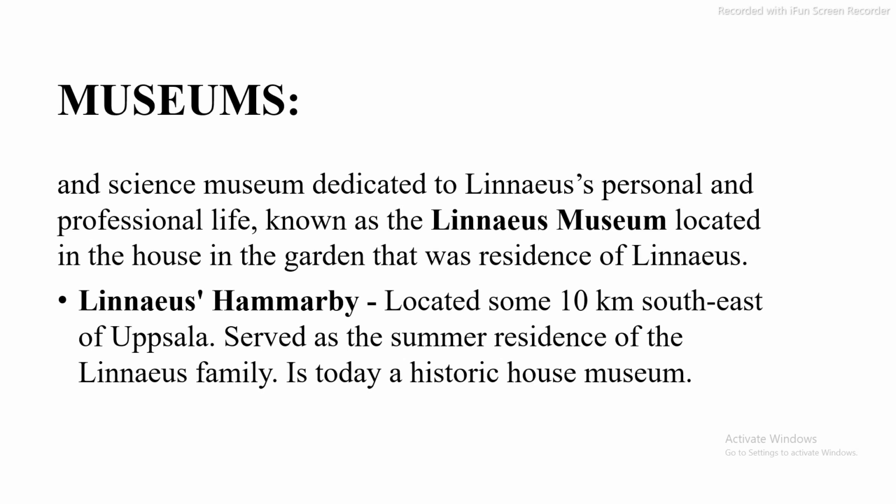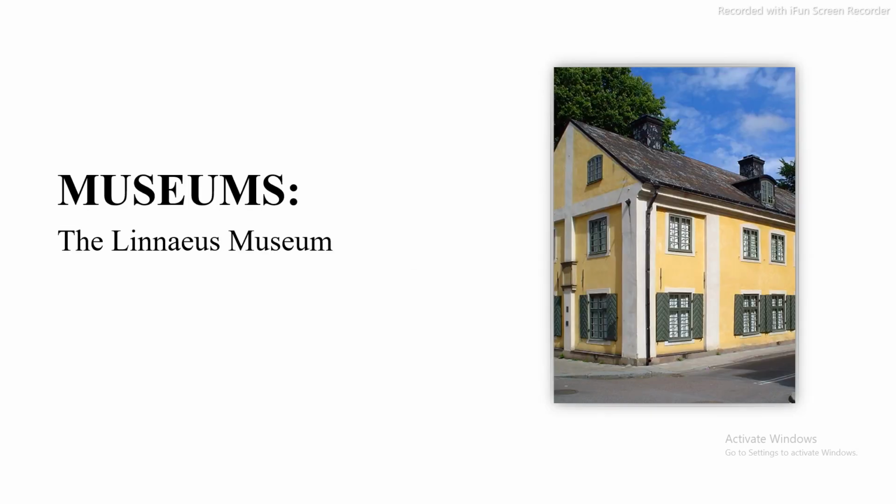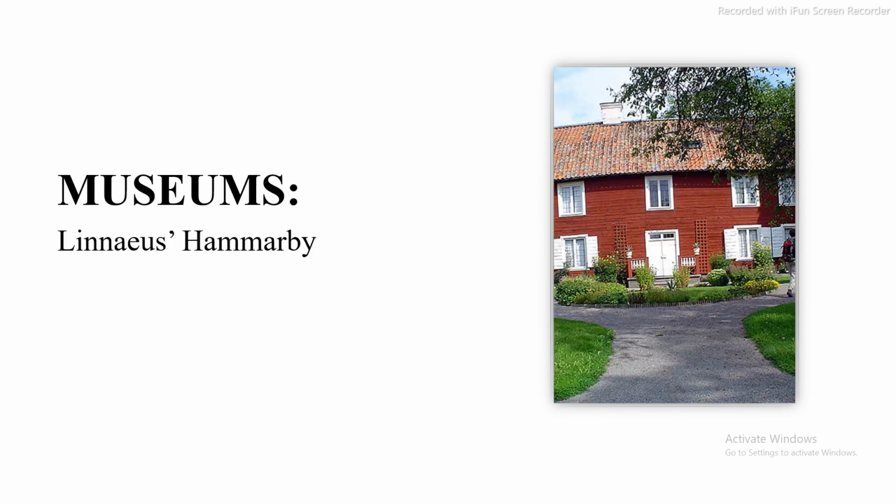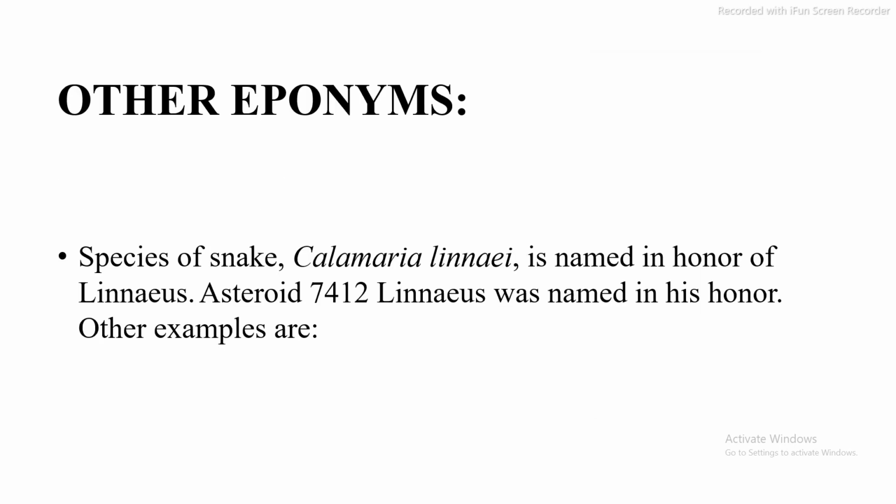Second is Linnaeus' Hammarby, located some 10 kilometers southeast of Uppsala, which served as the summer residence of the Linnaeus family. It is today a historic house museum. This is the Linnaeus Museum as shown in the figure. Next is the Linnaeus Hammarby. You can also see it in the figure.